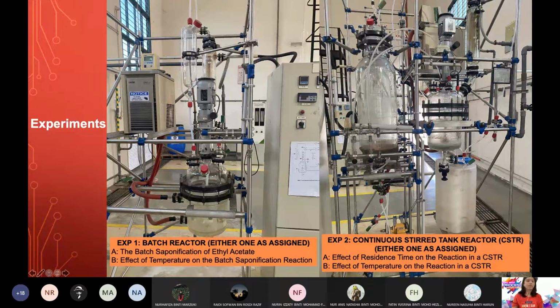Next one, experiment 2 is CSTR, or in full term, continuous stirred tank reactor. Okay, experiment 2 pun, CSTR ni pun ada 2A, 2B. You will do either one, either 2A or 2B. I will tell you which experiment that you will run. Make sure you check the manual properly. Eksperimen 2A berlainan dengan eksperimen 2B. Jangan tengok manual yang salah. Okay, so imagine reactor dia yang ni, yang saya tengah highlight ni reactor dia.